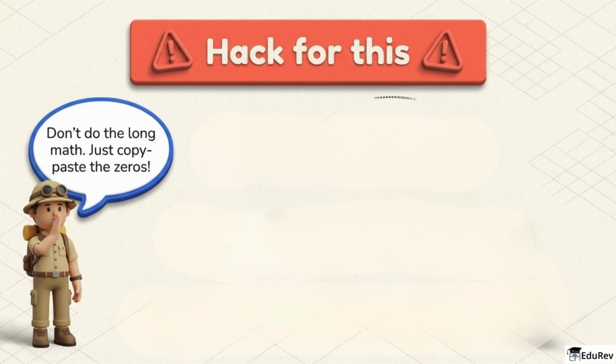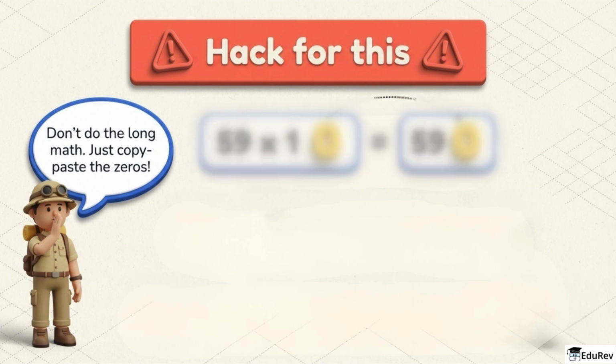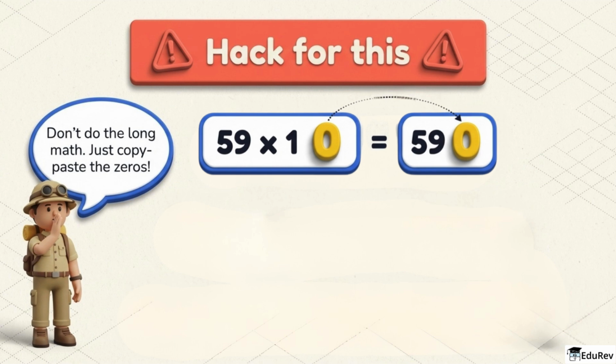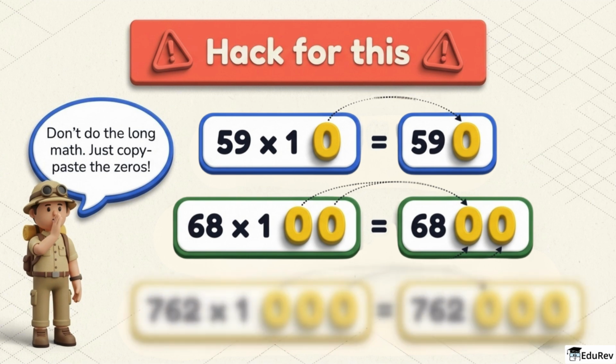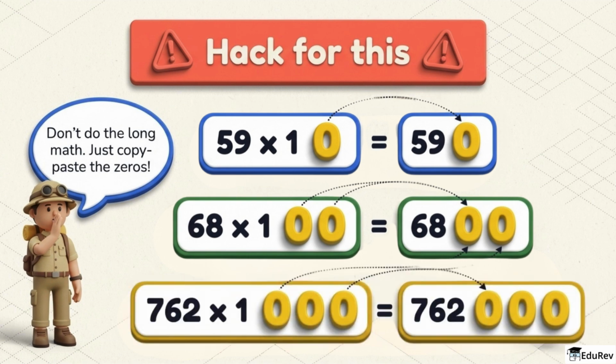Now here is a very easy speed trick. When you multiply a number by 10, 100 or 1000, you do not need long multiplication. You just add zeros at the end. 59 times 10 equals 590. 68 times 100 equals 6800. 762 times 1000 equals 762,000. Why does this work? Because 10, 100 and 1000 are made with zeros. So multiplying by them shifts the number and adds those zeros at the end. It feels like copy-paste for zeros.